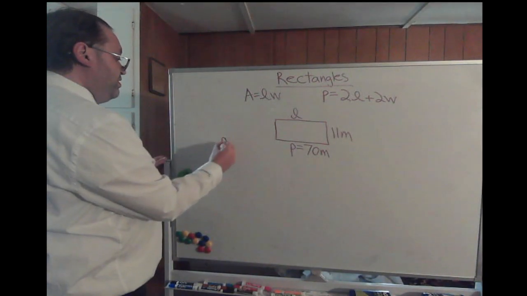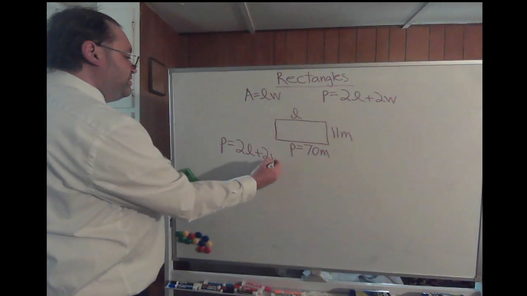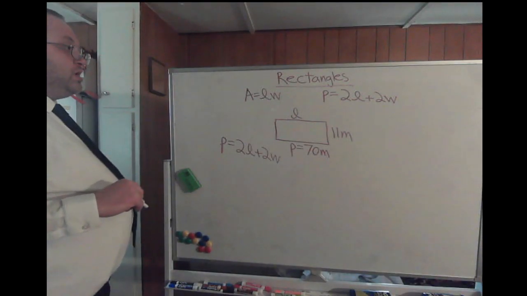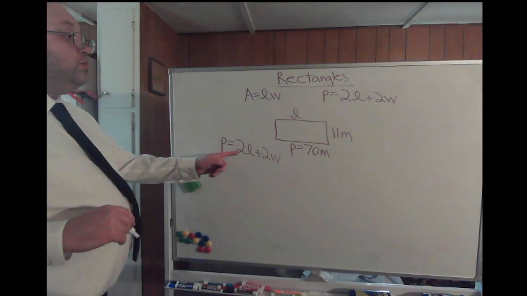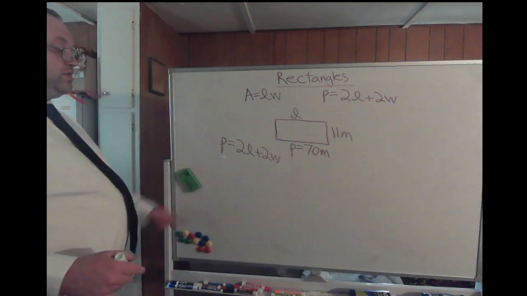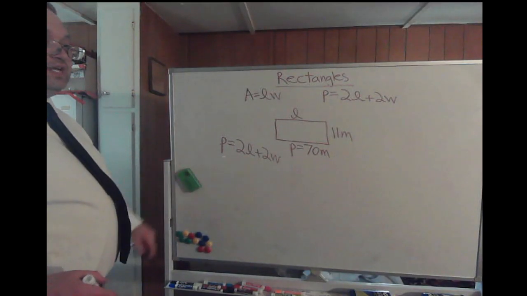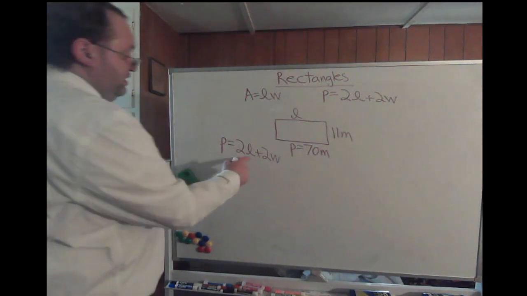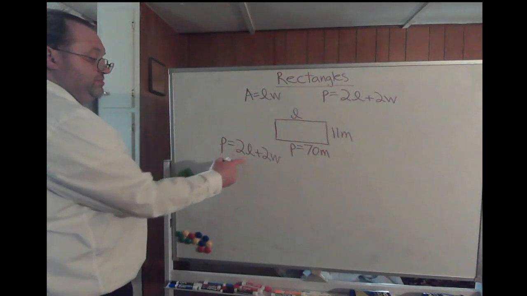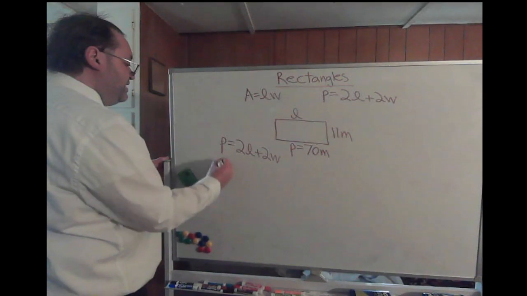Remember, the perimeter of a rectangle is twice the length plus twice the width. Alright? Well, we know the perimeter, we know the width, right? We don't know the length. So we want to get that 2L by itself in order to be able to solve for length. Well, we have twice the length plus twice the width. In order to get twice the length by itself, that 2L, we need to subtract 2W. But what you do to one side, you got to do to the other.